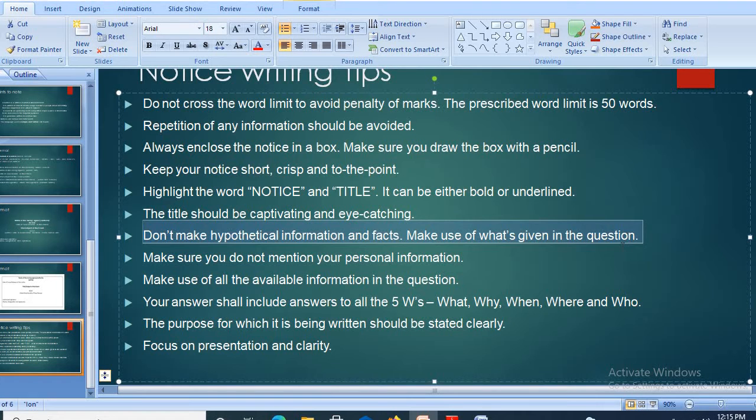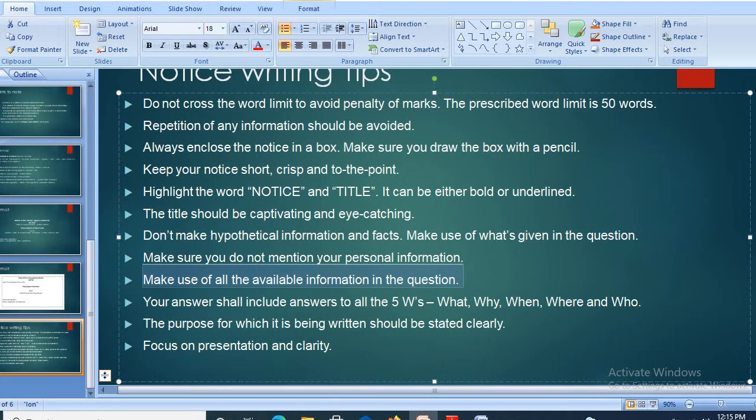Okay, normally you will get the name of the head boy or the head girl mentioned in the question. If not, then you can write your name, or else you can write X, Y, Z or A, B, C. Now make use of all the available information in the question. Whatever information is given in the question, make use of all of it. Let me highlight this point also. This point is also very important. You have to make use of all the available information given in the question.